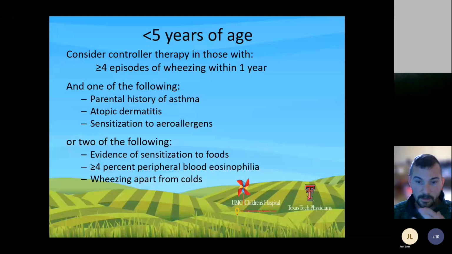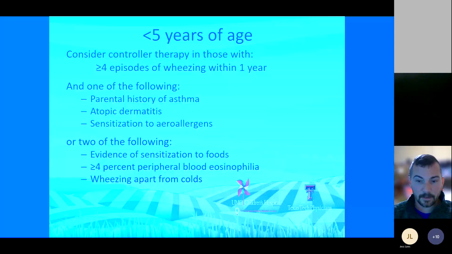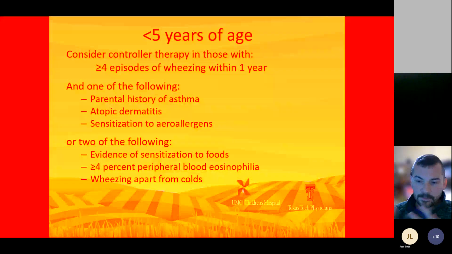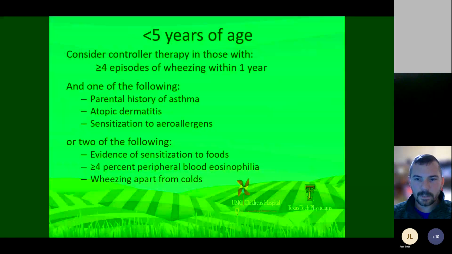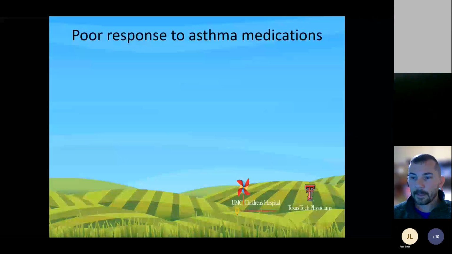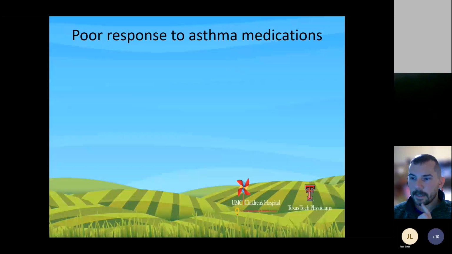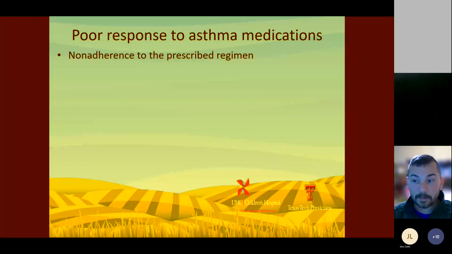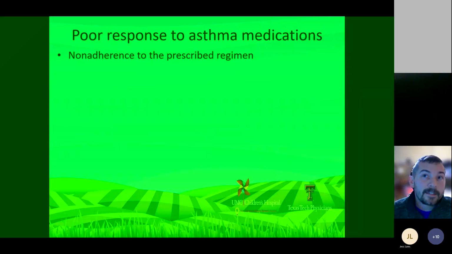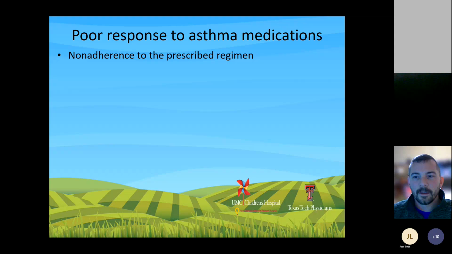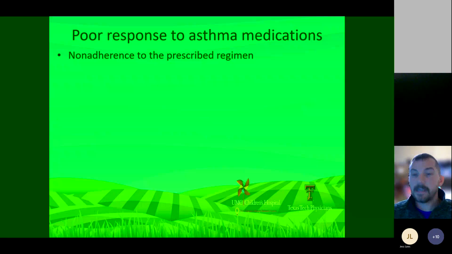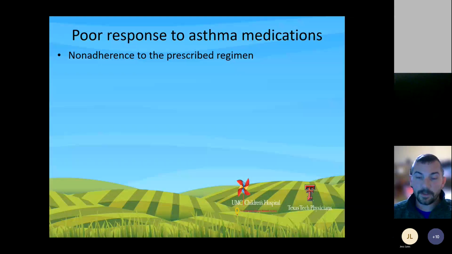The parental history. Atopic dermatitis, we talked about sensitization to aeroallergens, all that stuff floating in the air, fomites, carpeted houses, all of that can worsen things. And so food allergies, and wheezing apart from colds, all that's important. And so poor response to asthma medications, non-adherence to the prescribed regimen. Again, they say they're taking it, but I guarantee you most of them aren't. Many of these people, if they are taking it, may just be poorly controlled and need better controller therapy.